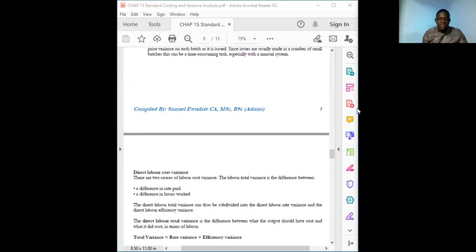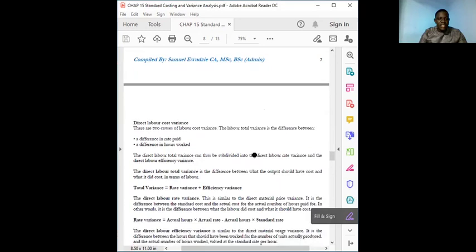Okay, and this is made up of direct labor rate variance and direct labor efficiency variance. The rate variance talks about wage rate, as in the rate paid per labor. Efficiency looks at the hours used. Okay, good.